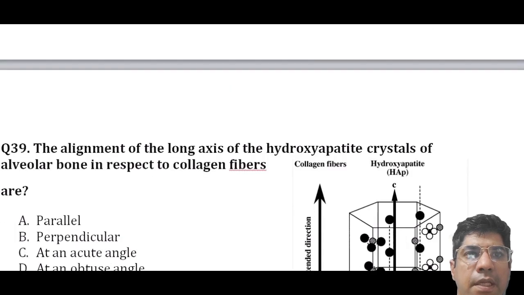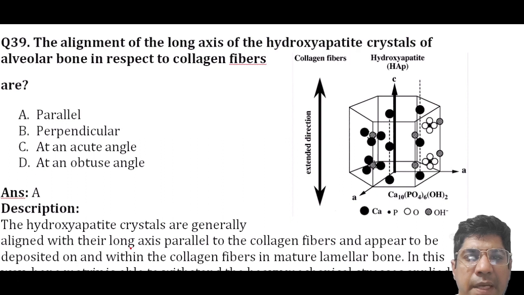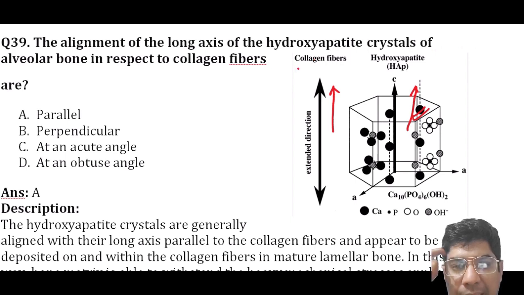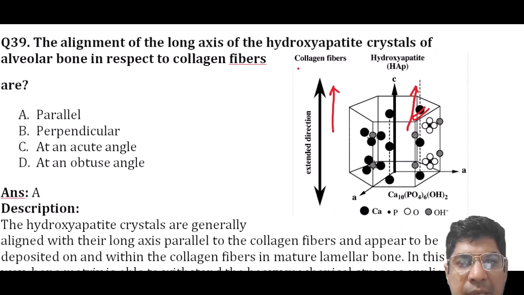Coming to the next question, the alignment of the long axis of hydroxyapatite crystals of alveolar bone with respect to collagen fibers. They are parallel to each other. So they are parallel, which allows the bone matrix to effectively withstand mechanical stress. We know that hydroxyapatite is the mineral component of the bone, and it is primarily composed of calcium and phosphate ions. Collagen, on the other hand, is a fibrous protein that provides flexibility and tensile strength to the bone tissue.